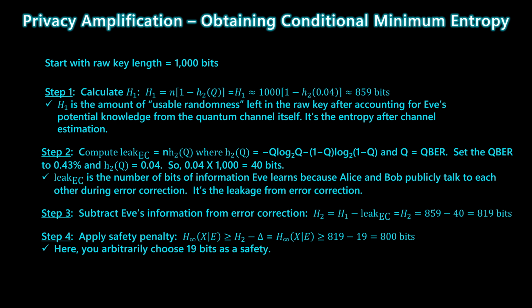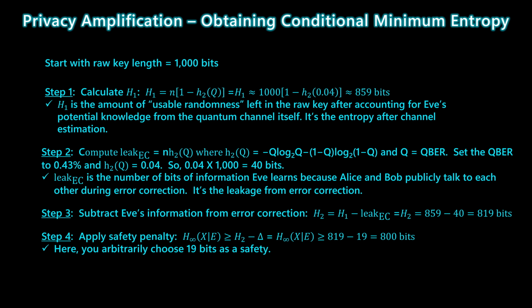The first step is to calculate how much of that key can be considered usable randomness after accounting for Eve's potential knowledge from the quantum channel itself. The channel introduces errors, and these errors tell us how much information Eve might have gained from her interactions with the quantum states. When we plug in a quantum bit error rate of 4% into the entropy function, we find that approximately 859 bits of genuine unpredictability remain from Eve's point of view. This value is called H1, and it represents the entropy that survives the quantum part of the protocol.